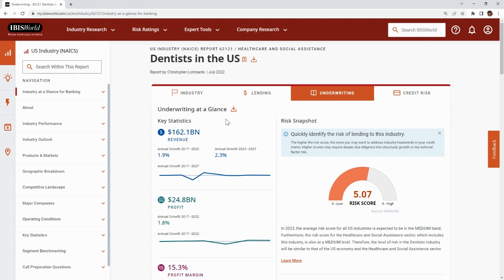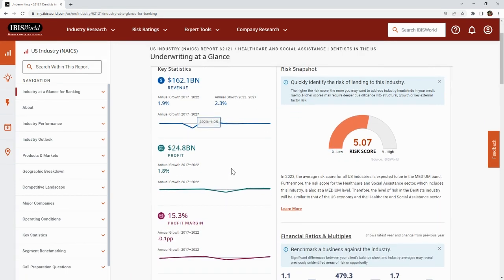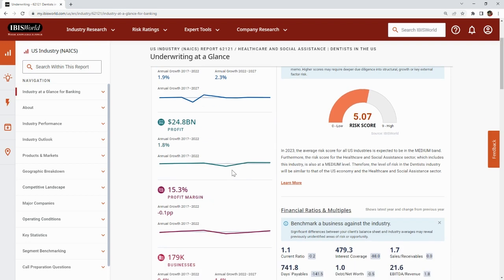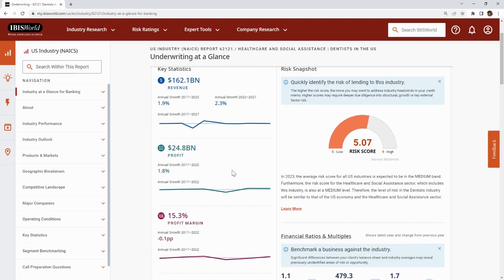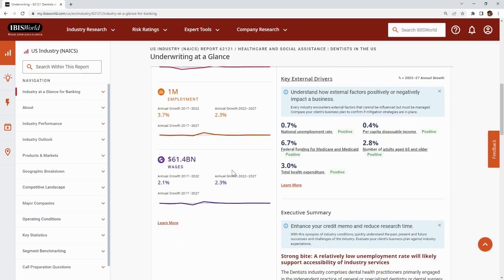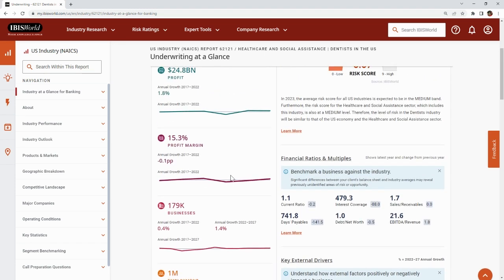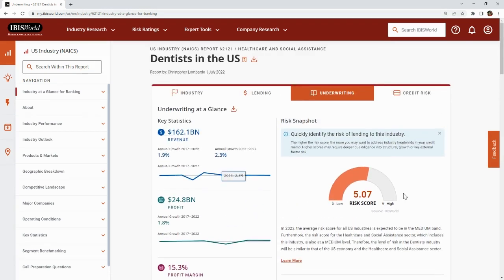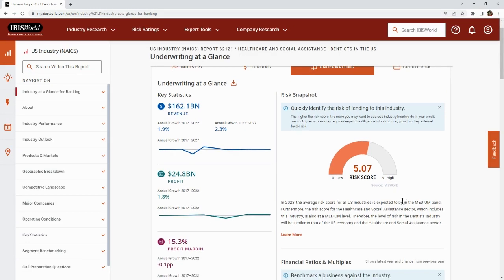On this left-hand side, we have various key statistics just to get a general overview and scope of the industry, overall market size, profit margin, number of businesses, size of the employment, and just get some groundwork for information. Now, on the right-hand side is where our information really comes to life with information unique to a credit role.